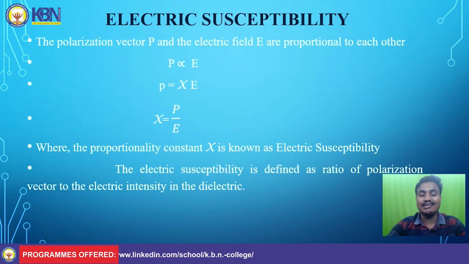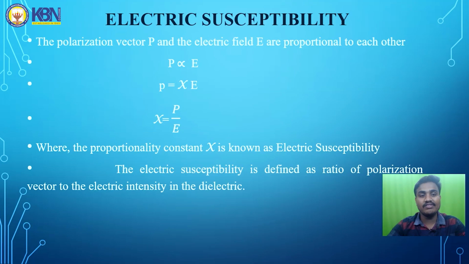Coming to the electric susceptibility, which is represented by the letter Xi, the polarization vector is given by the letter P. The electric field is given by the letter E. The polarization vector is directly proportional to the electric field E. So P is directly proportional to E, and P is equal to Xi E, where the proportionality constant Xi is known as the electric susceptibility. Xi is given by P by E.